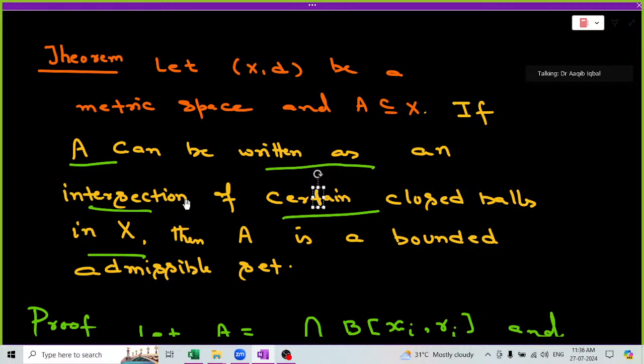So I can use this information to formulate an alternative admissibility definition. And what will that alternative definition be? If you can write the set as an intersection of certain closed balls, then that set will be bounded and admissible.